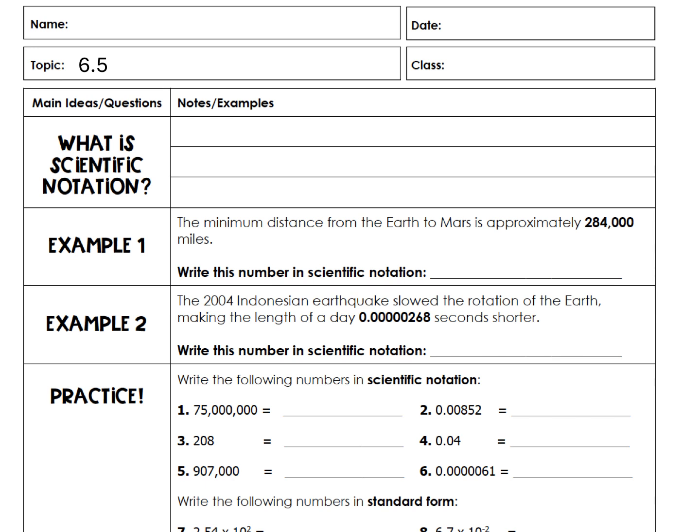Okay, scientific notation. Write this down. Okay?